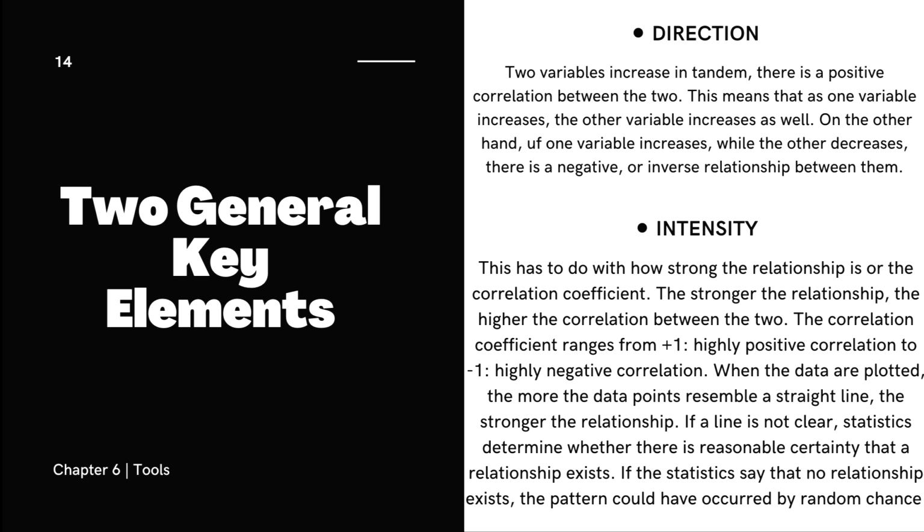Next is the intensity. This has to do with how strong the relationship is, or the correlation coefficient. The stronger the relationship, the higher the correlation between the two. The correlation coefficient ranges from +1, which is highly positive correlation, to -1, which is highly negative correlation. When the data are plotted, the more the data points resemble a straight line, the stronger the relationship. If a line is not clear, statistics determine whether there is a reasonable certainty that a relationship exists. If the statistics say that no relationship exists, the pattern could have occurred by random chance.